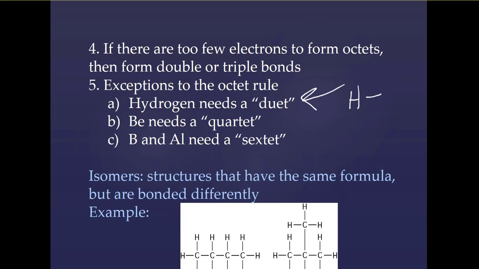Just a little information about isomers: isomers are when you have the same formula but bond it together differently. So for example, this right here is C4H10, and there are 2 different ways that I can bond this. The first one is a butane, the second one is a propane.